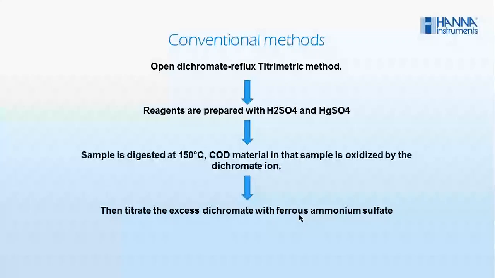And the other method is the closed reflux or colorimetric method. In this, you have to take a dosed vial, digest it at 150 degrees, and then you have to measure it.